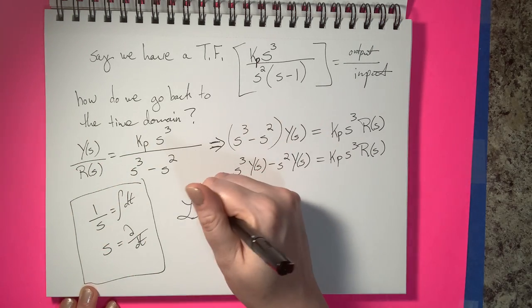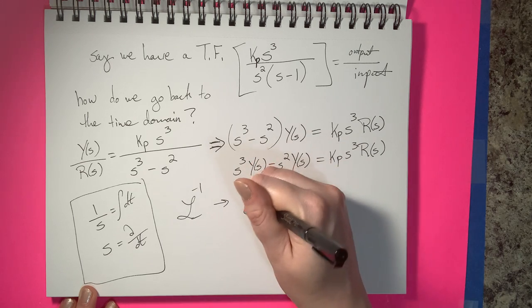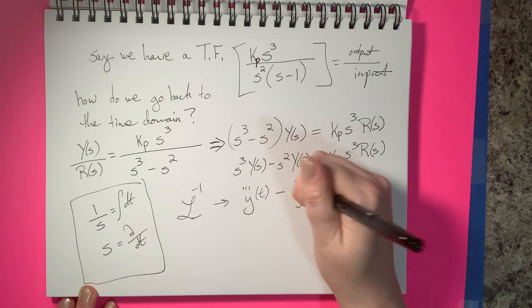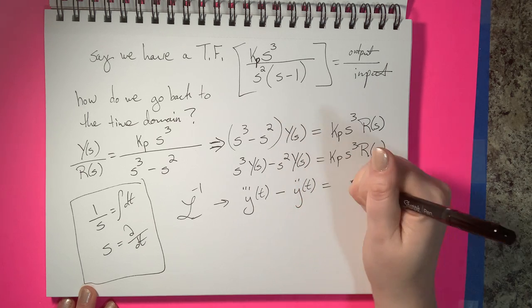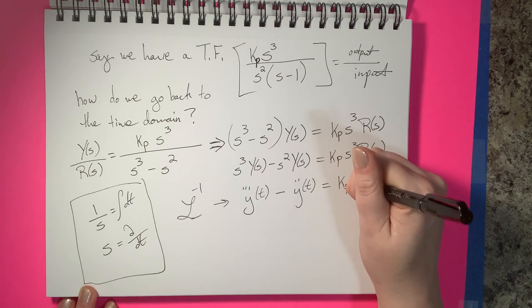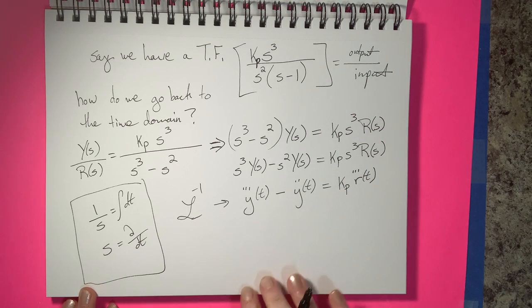So now we can just write y triple dot of t minus y double dot of t equals this kp, because that's a constant, it's a coefficient right there, r triple dot of t. Okay, how about that? We just went right back to the time domain.